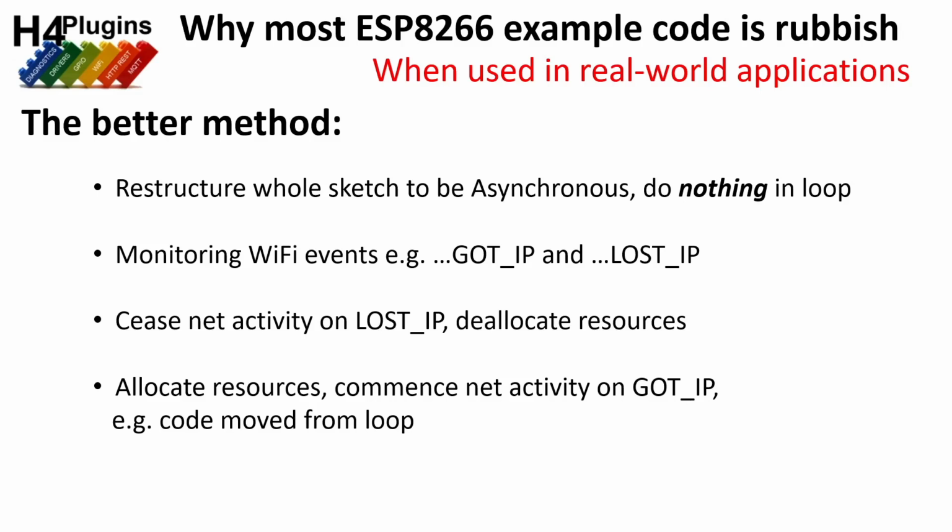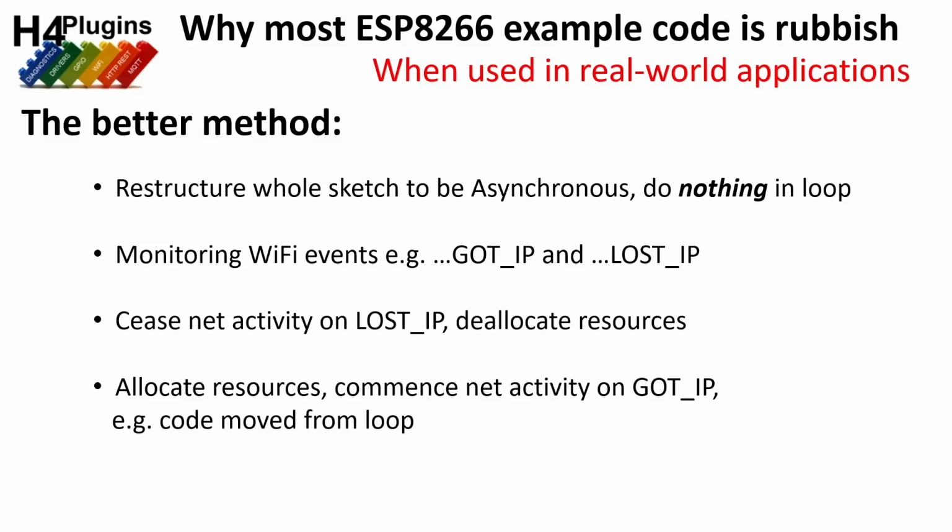So what's the better way of doing it then that I keep talking about? Well, the better method is, first of all, you need to restructure your whole sketch to be asynchronous. That in itself is a world of explanation. I'm not going to cover what that means here. But your loop should do nothing. There should be no code in the loop at all. And you should monitor Wi-Fi events for got IP, which means basically you're connected, and lost IP, which means, oh, it's disappeared. So you need the whole code to be event-driven.